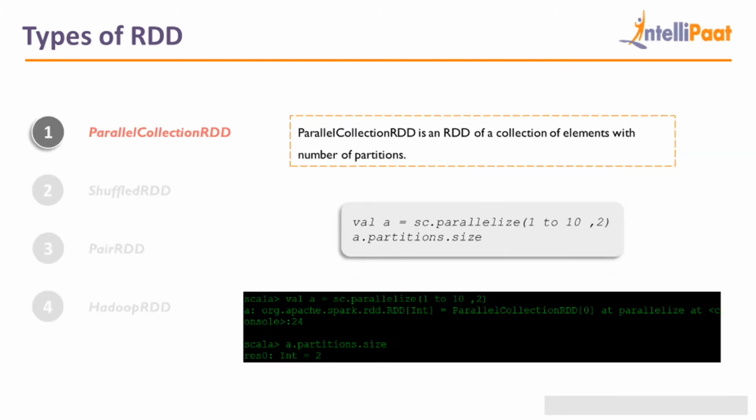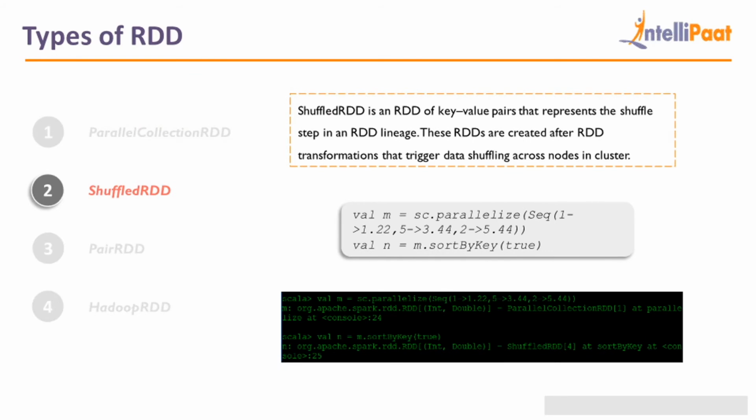Firstly, we have our parallel collection RDD, where we can see that we've created a value a. This is a Scala shell, by the way. We're using sc, which is our Spark context variable, dot parallelize, and there are two elements to it. The partitions present inside of this RDD that we've created are two partitions. So when we run a.partitions.size, we get 2. That is essentially what it means. And then the next one is the shuffled RDD. A shuffled RDD is an RDD of key value pairs that represents a shuffle step.